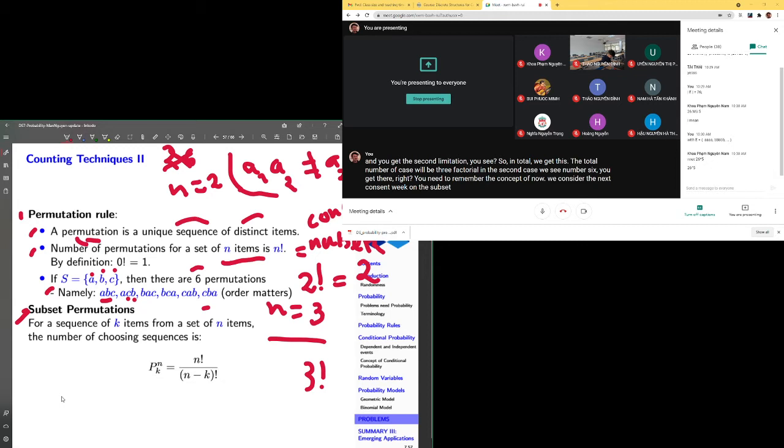We are moving to the third counting technique.